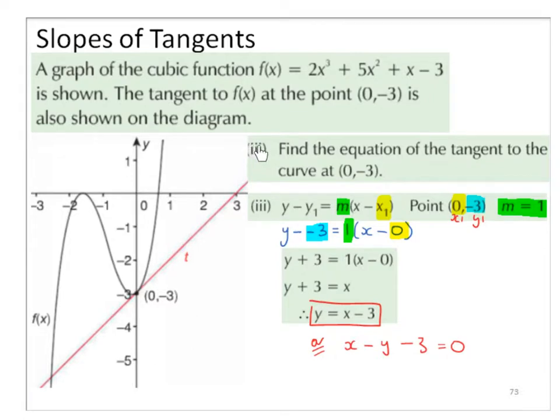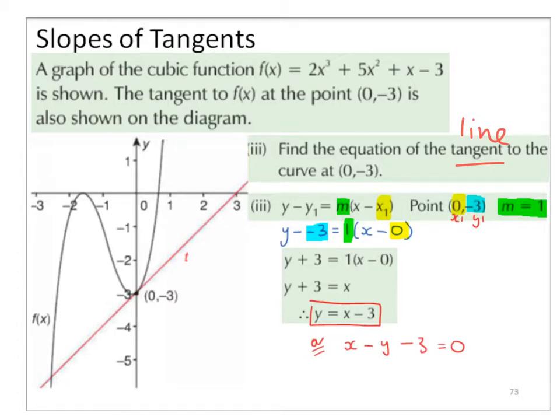Part 3. Find the equation of the tangent to the curve at (0, -3). So the equation of the tangent, well, a tangent is a line. So if we want the equation of a line, we have to go to our formula book on the coordinate geometry page. So we go to our contents page and we look up coordinate geometry.